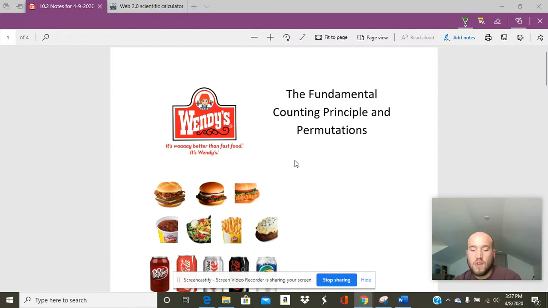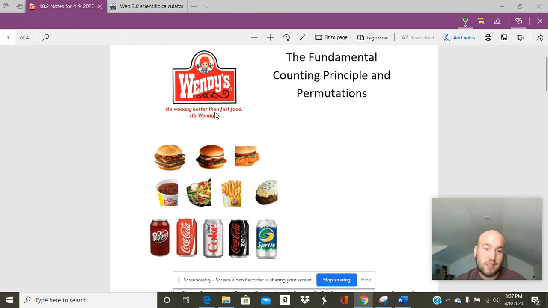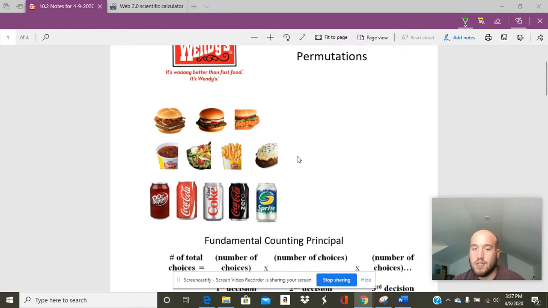So, fundamental counting principle. We talked about this yesterday. It's basically how many choices do you have? So imagine we go to Wendy's and I say, I'm going to buy you lunch, but there's a few conditions. You can buy one of these sandwiches, the double cheeseburger or the chicken sandwich. You can get either chili, a salad, French fries, or a baked potato. And I'm only going to let you choose from these 5 drinks: either Dr. Pepper, Coke, Diet Coke, Coke Zero, or Sprite.